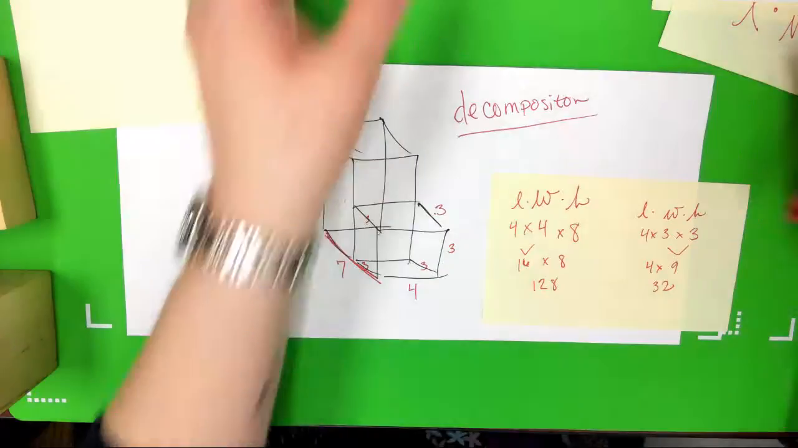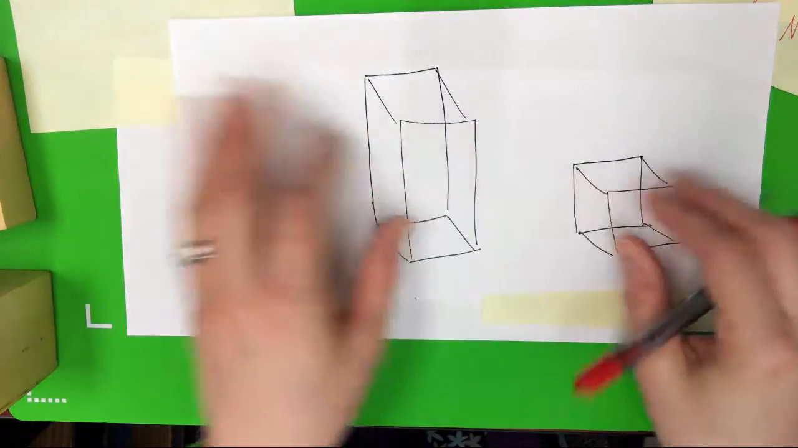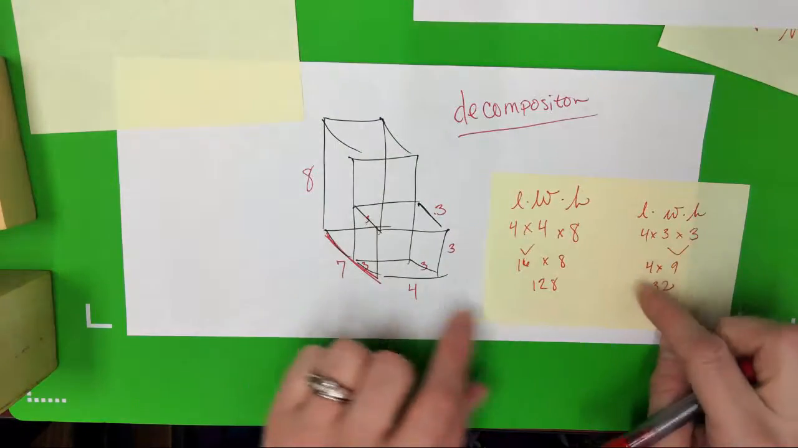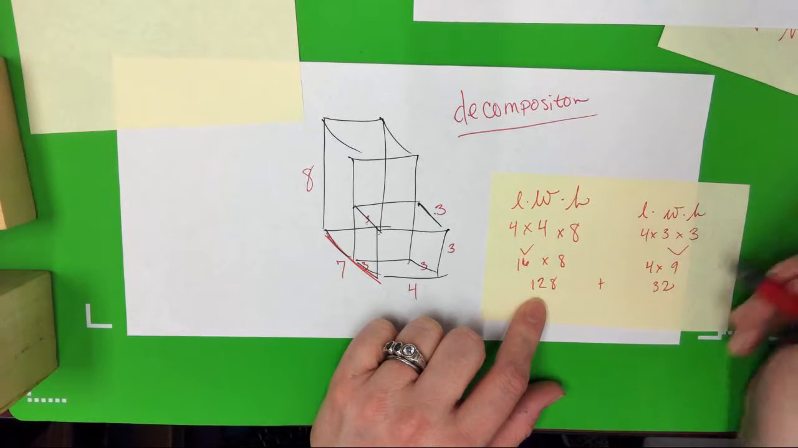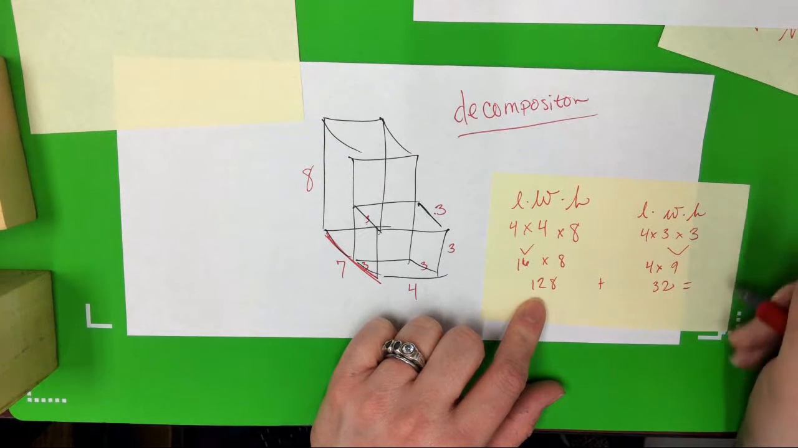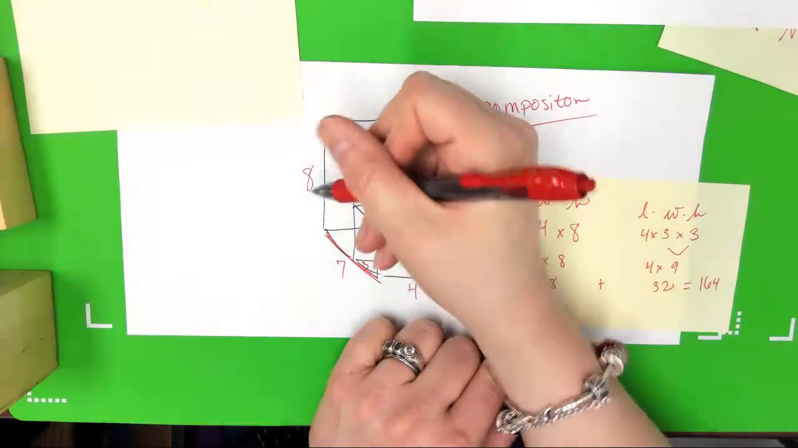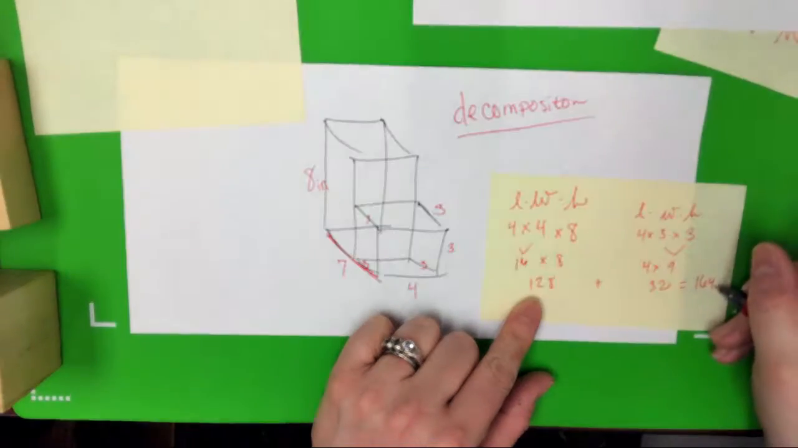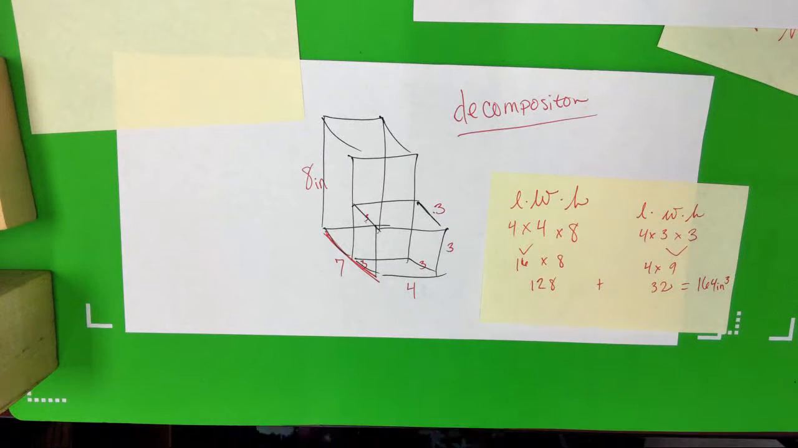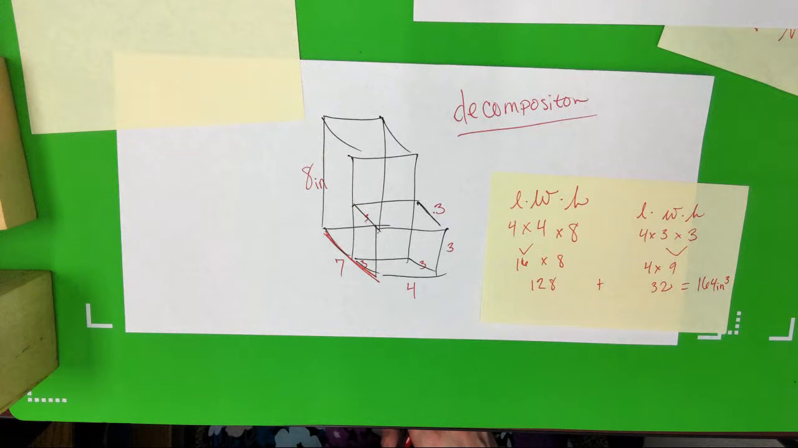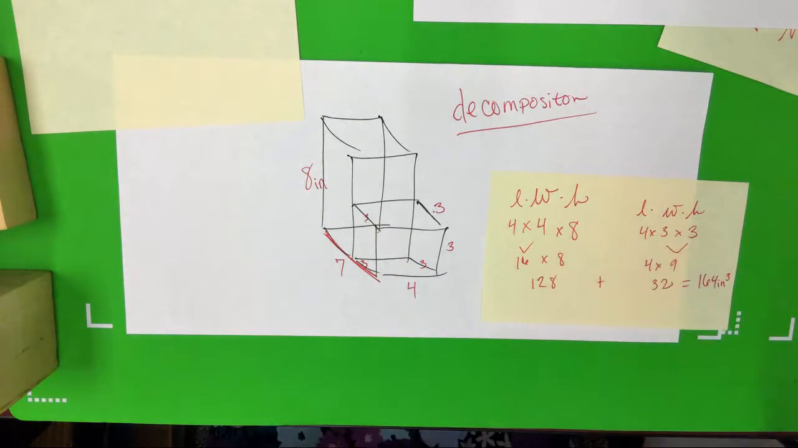And now what I need to do is, just like I added these together, I need to take their volumes and add them together. So I'm going to take 128 plus 32 and get a total of 164. And let's just say we were working with inches here, inches cubed. And that's it. It's just decomposition. These are very simple numbers. We just need to decompose them and multiply them and put them back together.